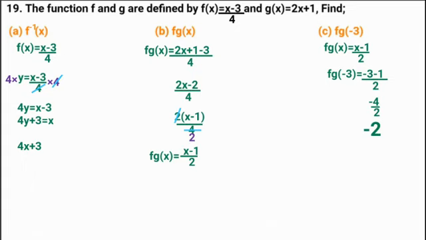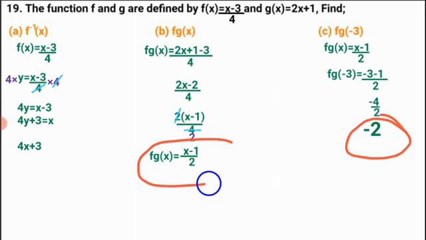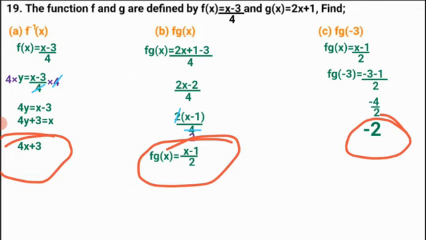So basically these answers down here, these are the answers you are supposed to write on the answer spaces. So 4x plus 3 for the first one, which is question A, and f(g(x)) is equal to (x minus 1) over 2 for the answer on B, and -2 for the answer on C. Okay, so basically those were the answers we are supposed to write.